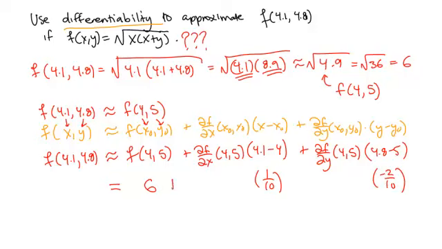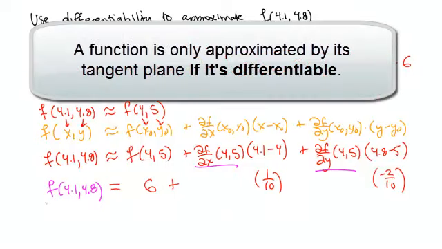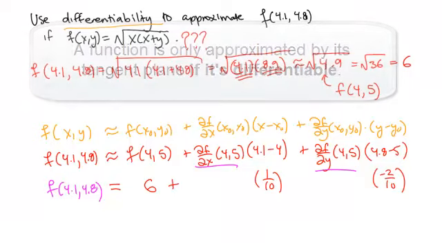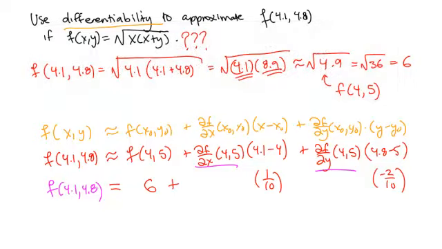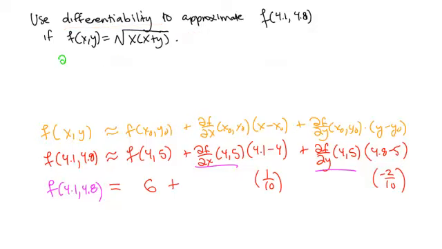So if we work out these derivatives here and here, then we'll have an approximation. Well, not so fast. Remember, the formula in orange is only valid if the function is differentiable at the point in question. So that means we should check its differentiability first. The easiest way to check differentiability is to compute those partial derivatives and just test if they're continuous or not.